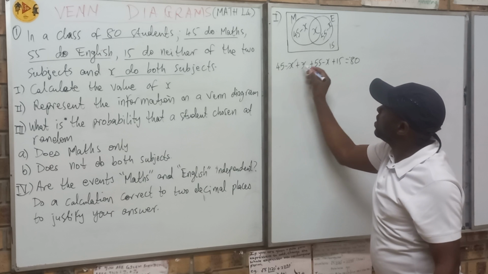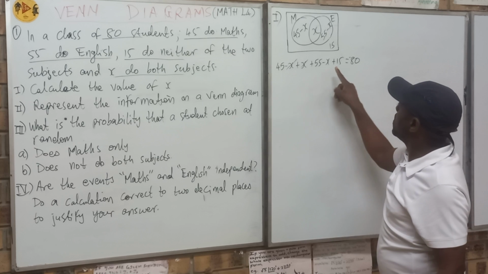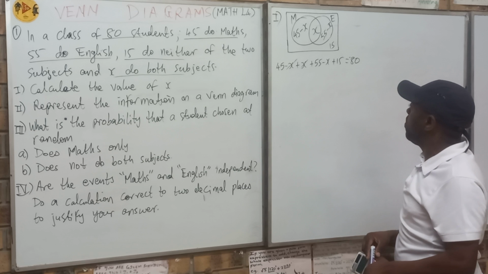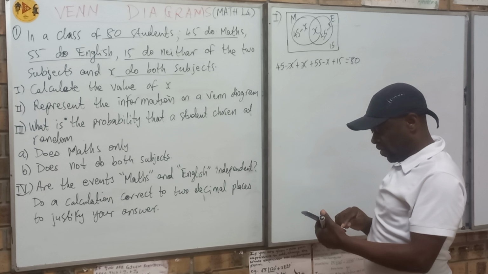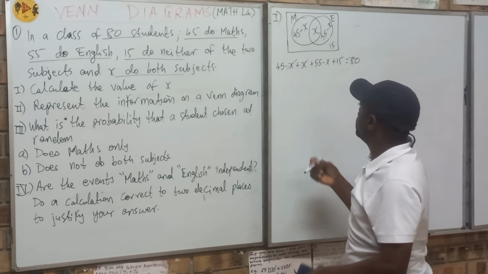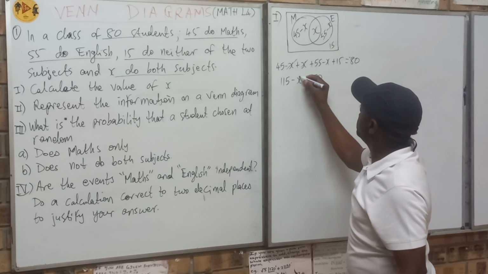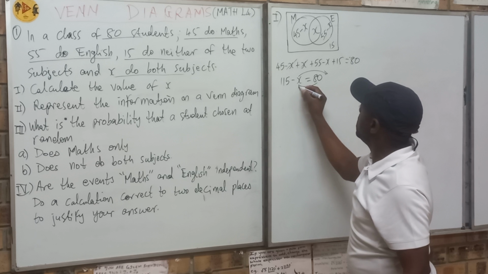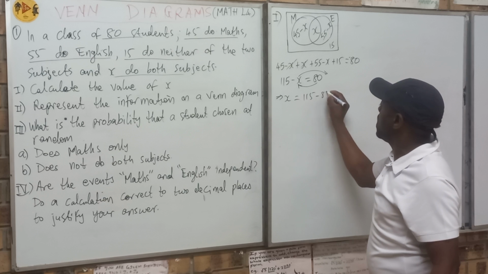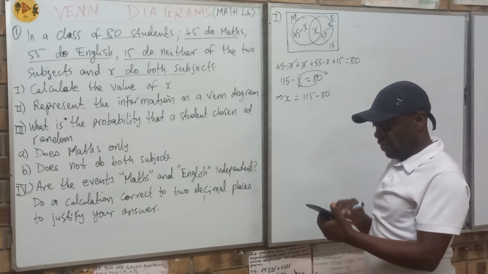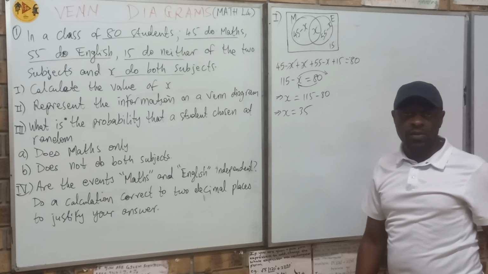Here, negative X will cancel positive X. So I'm left with 45 plus 15 is 60. 60 plus 55 gives me 115. So I get 115 minus X is equal to 80. I can see that X will go there, 80 will go there. That will tell me my value of X to be 115 minus 80. If you subtract 80 from there, you see that X is actually equal to 35. So that is how you get your X.